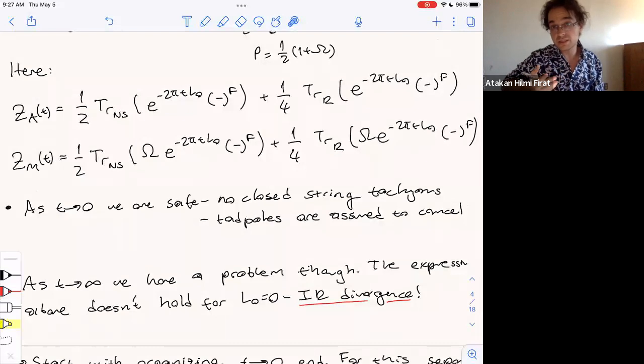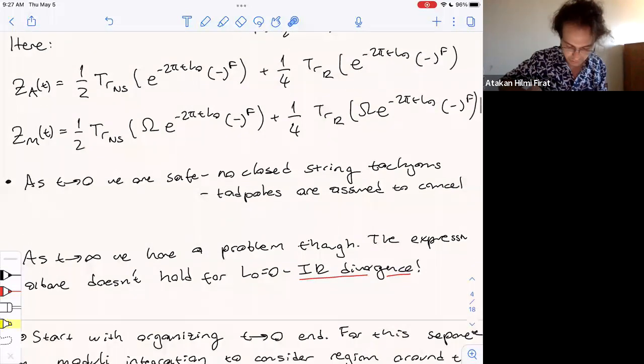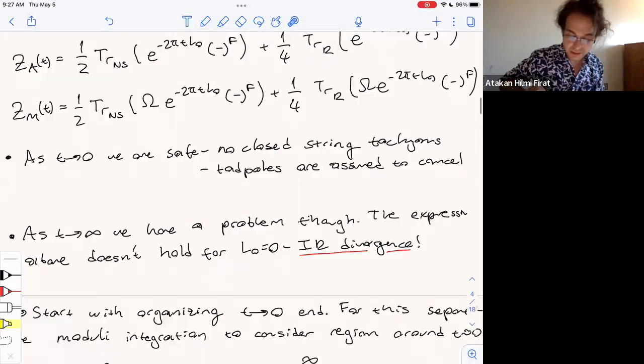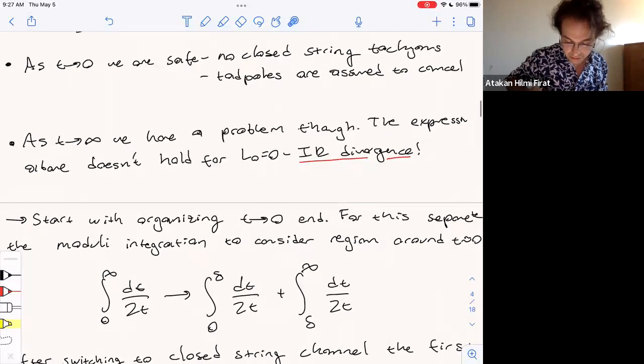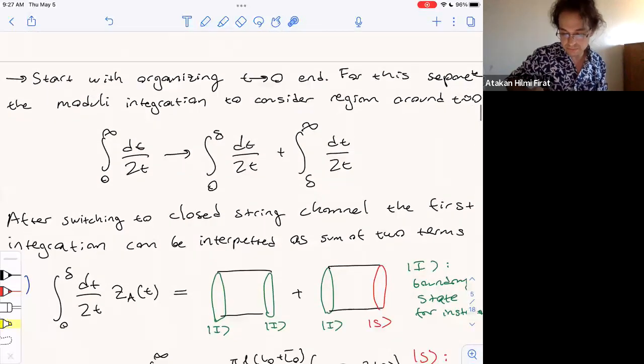And here's the part where the string field theory will come in. It will make sense of this expression, and it will give the right thing to replace it with. Okay. So this is the usual step. We are going to make sense of this formal expression using string field theory. So let us start with organizing the t goes to 0 ends.